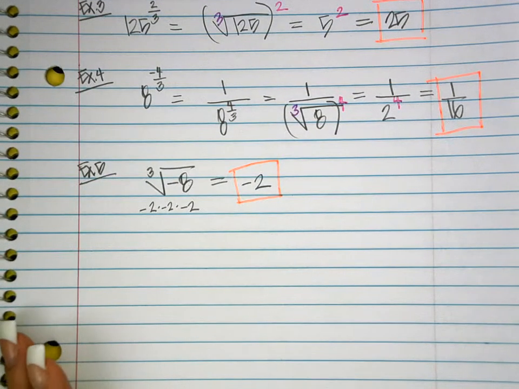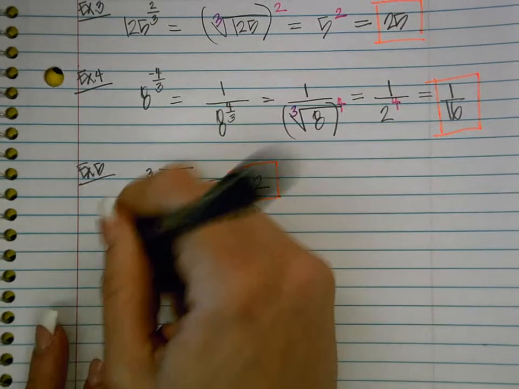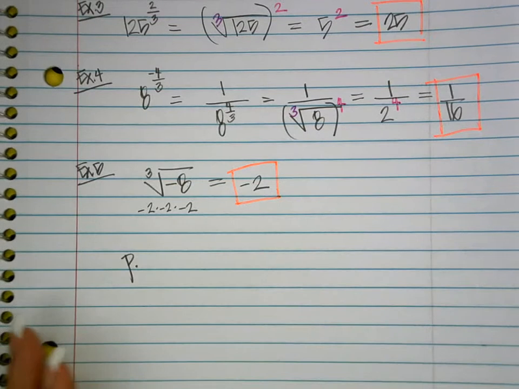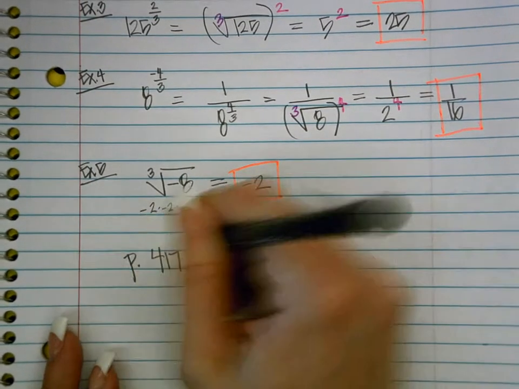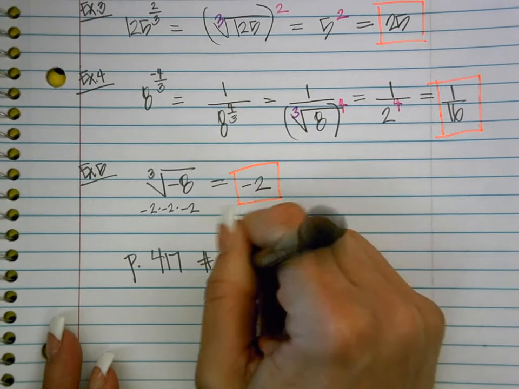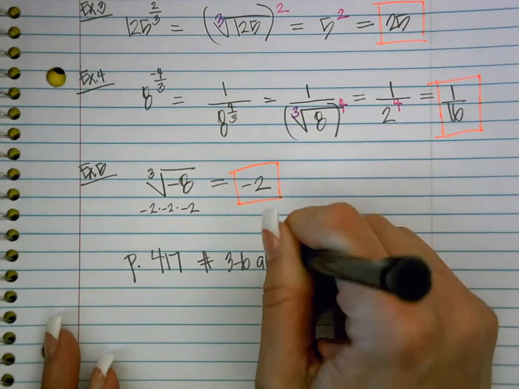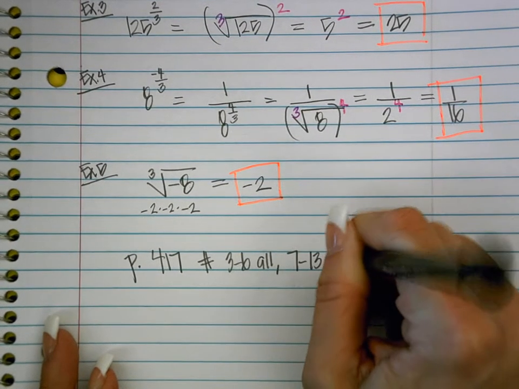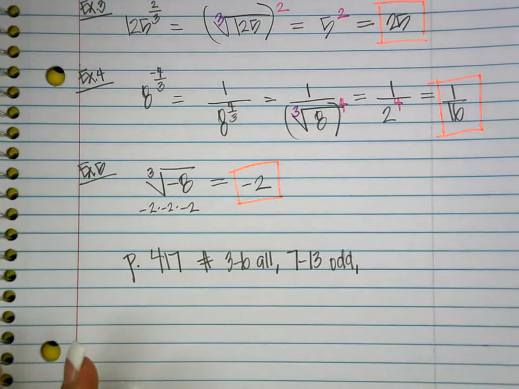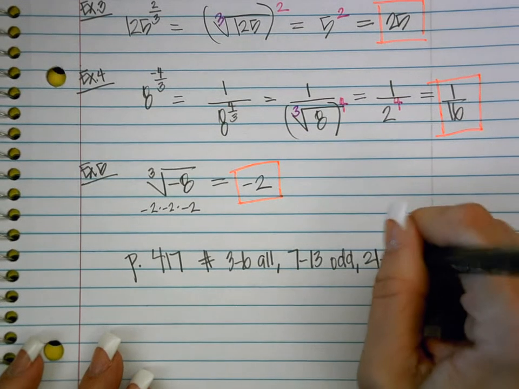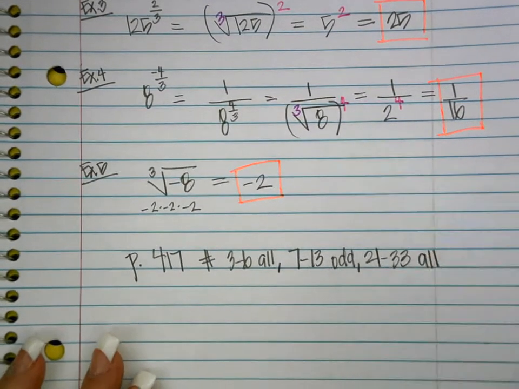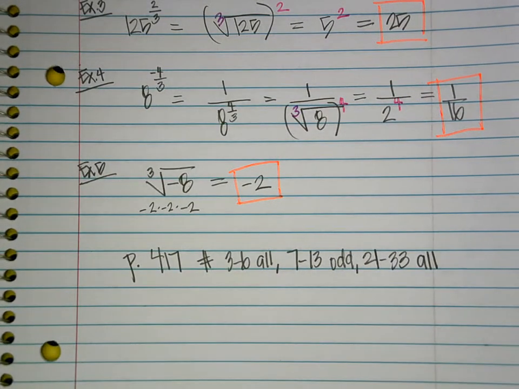Homework for this is going to be on page 417. You're doing page 417, numbers 3 through 6 all, 7 through 13 odd, and 21 to 33 all. So that's in your book. Page 417, numbers 3 through 6 all, 7 through 13 odd, and 21 to 33 all.